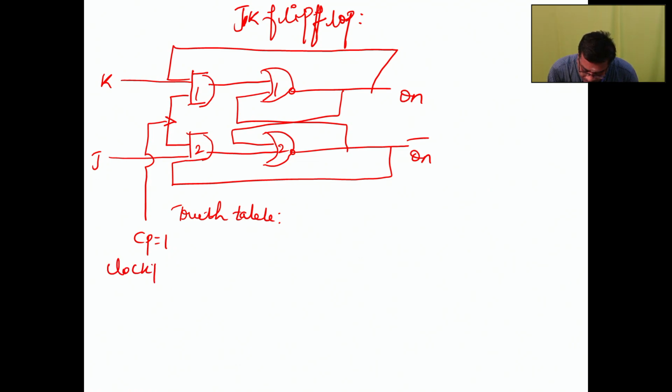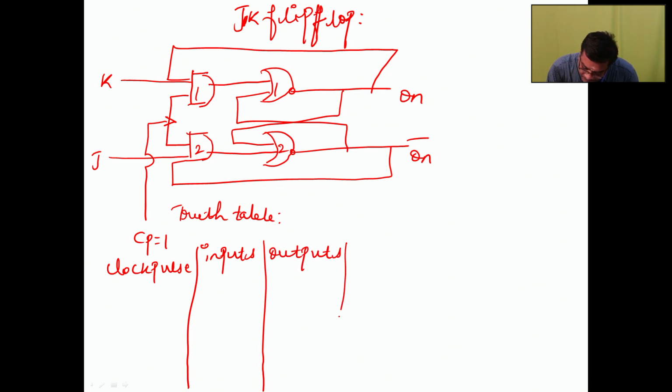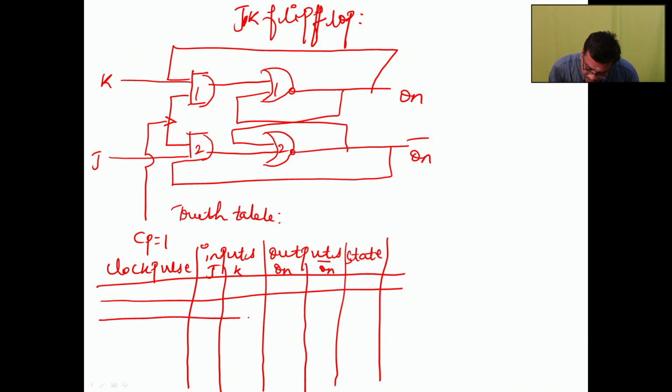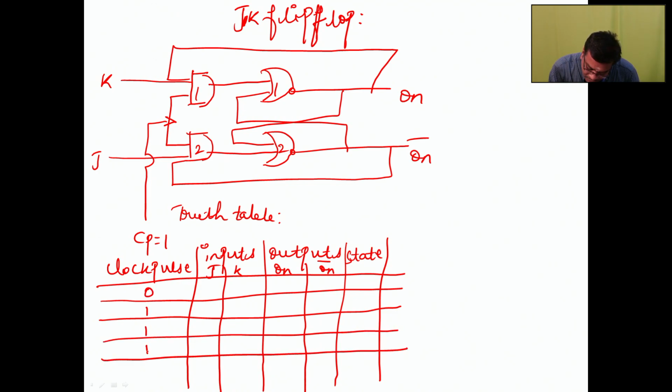Clock pulse, inputs and outputs, state. Inputs J and K, outputs Qn and Qn bar, state: 0 1 1 1 0 1 1 1 1 0 0 0 1, again 0 0 0 1 1 0 1 1.